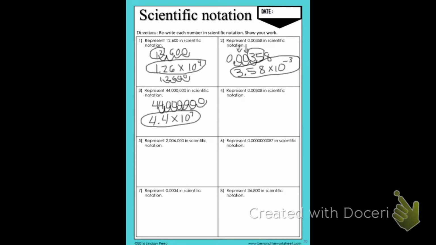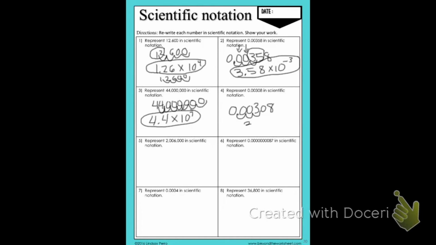Next one, you're going to take 0.00308 in scientific notation. Again, we know it's going to be negative because it is a small number. So it's 0.00308. Alright, now 1, 2. Now quick question here. 3. Would I stop here because it has a 3, but there's a 0 behind it? Well, yes I would, because there's a non-zero number there, so it starts it off.